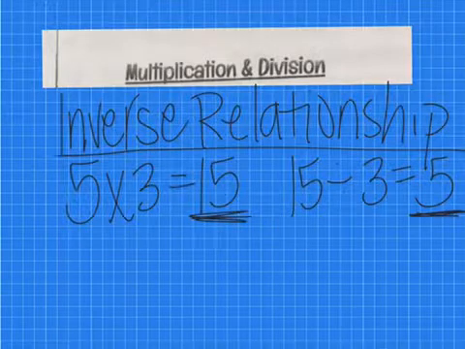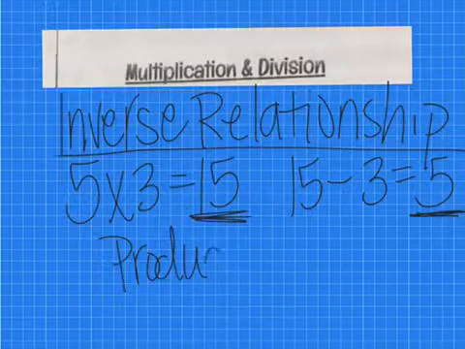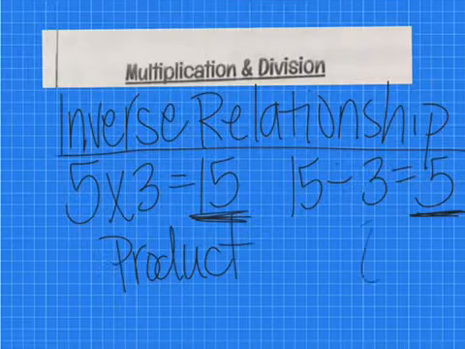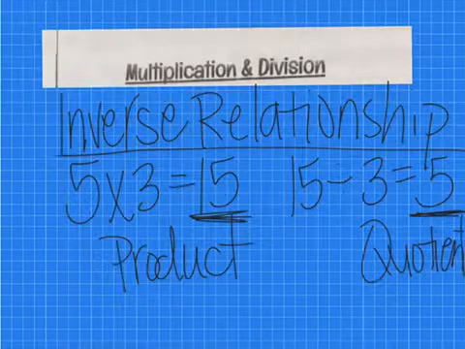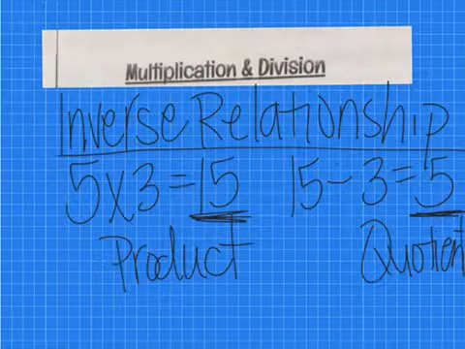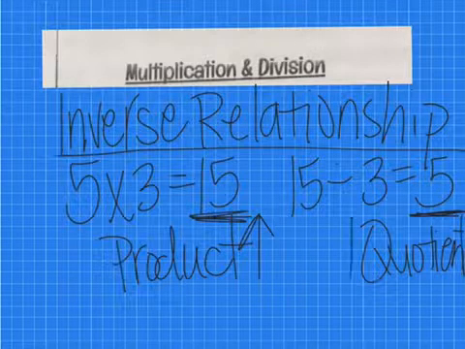So when you multiply, the answer is called a product. And when you divide, the answer is called a quotient. So the product, when you multiply, will always get bigger. And when you divide, your quotient will always get smaller.